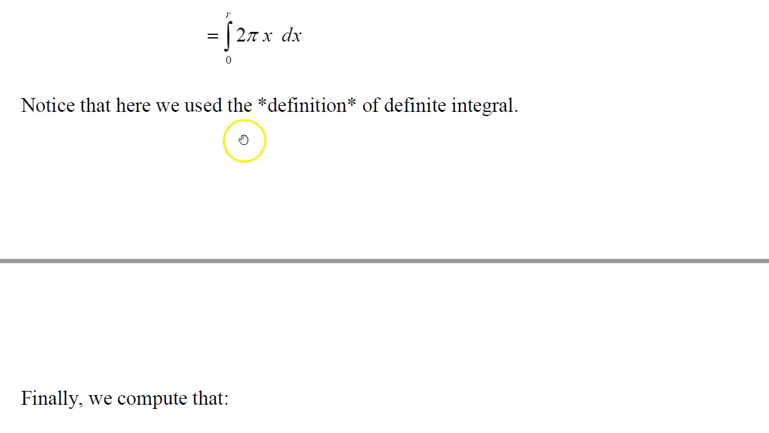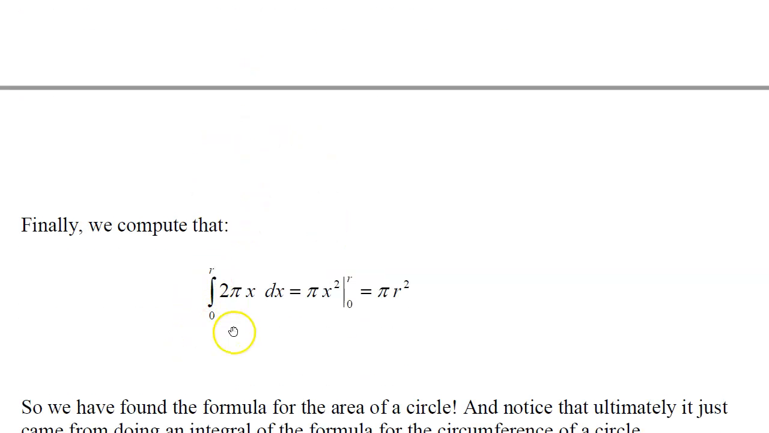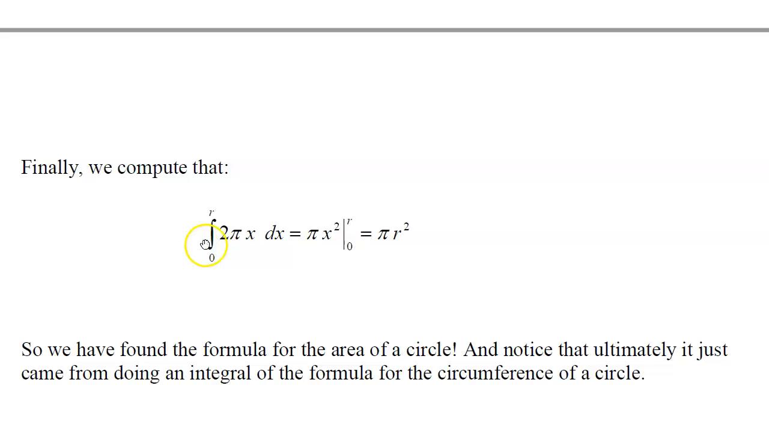Let's see what happens. So what is the integral from 0 to r of 2 pi x dx? Well, the integral of 2 pi x is going to be 2 pi x squared over 2. The 2's will divide out, and we just get pi x squared evaluated from 0 to r. If we plug in r for x and then plug in 0 for x and subtract, we just get pi r squared. And notice we found the formula for the area of a circle, right? We found it by using the formula for the circumference.